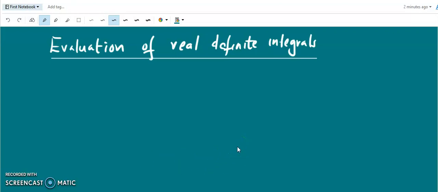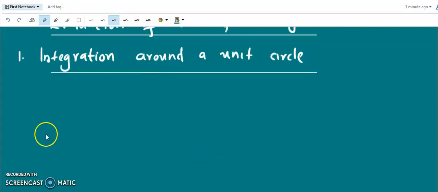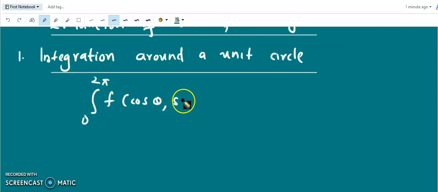Here in this module we discuss the evaluation of integrals by 5 different methods. So first one is the integration around a unit circle. Here integrals of the type integral 0 to 2 pi f of cos theta, sin theta d theta, where the integrand is a finite and a rational function of sin theta and cos theta, can be easily evaluated by considering a circular contour of unit radius.